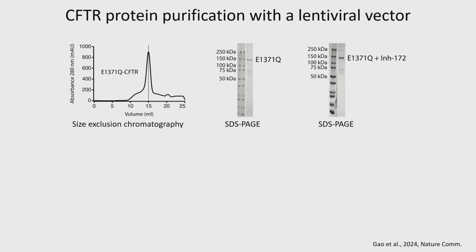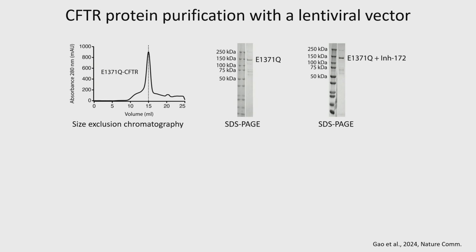They developed an expression system that uses a lentiviral vector that can overexpress large amounts of CFTR. For our purposes, we chose to use the E1371Q sample because this sample has very good homogeneity due to the hydrolysis-deficient feature. So the protein can be purified very nicely with size exclusion chromatography, with a very sharp and symmetric peak. And the purity of the samples is very good for both our control and our complex.